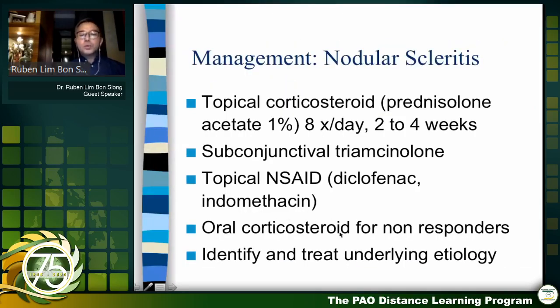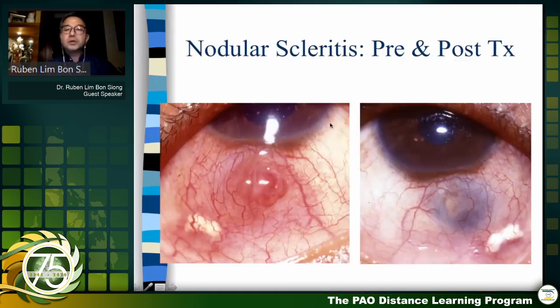Okay, so if topical, they don't respond, then you have to give oral steroids. Okay, and again, don't forget to look for the underlying cause when you're treating nodular scleritis. Okay, so these are just some of the pictures. A nodular scleritis before and after treatment. So this is an active nodular scleritis with focal triamcinolone injection. This has healed. Another patient, not exactly the same patient. Okay. I know it's the same patient, the pictures are just reversed.